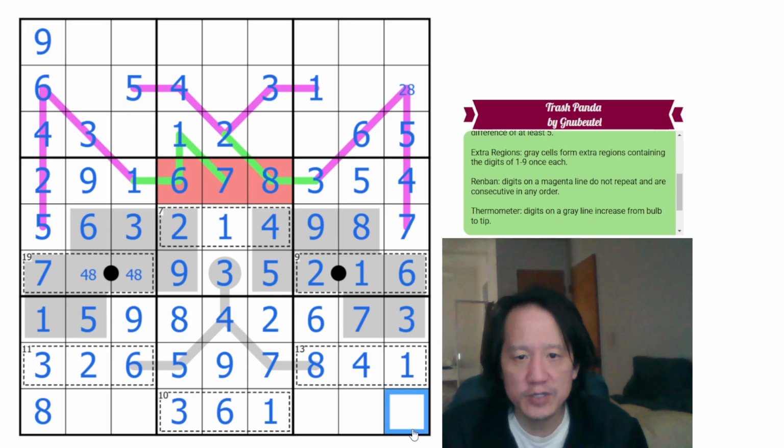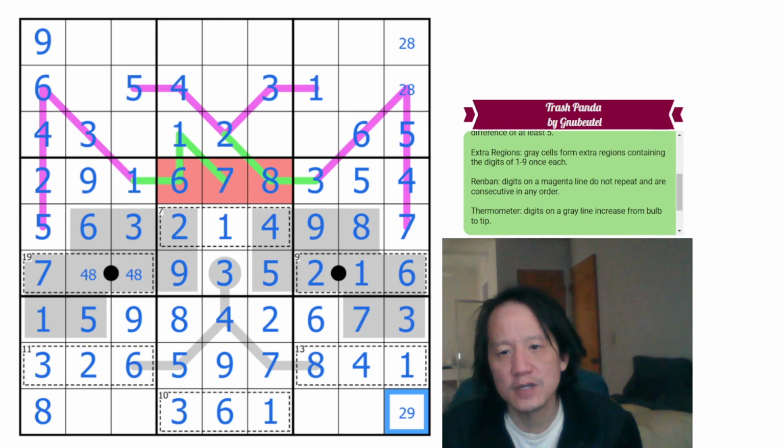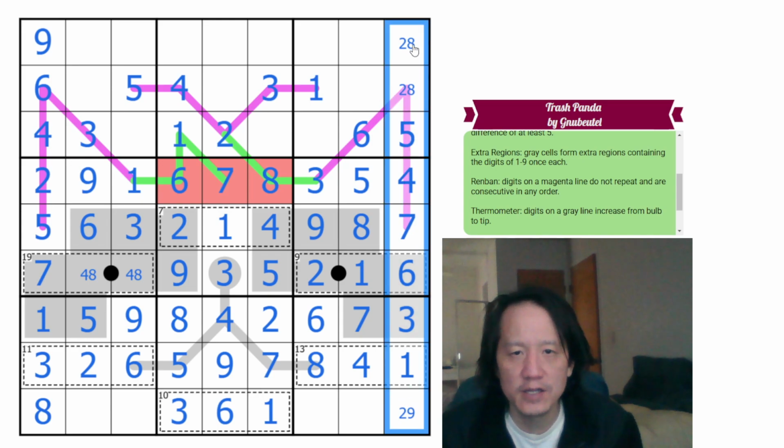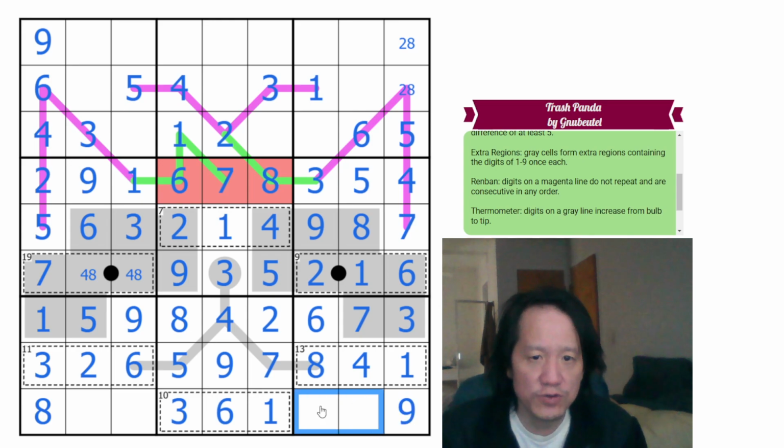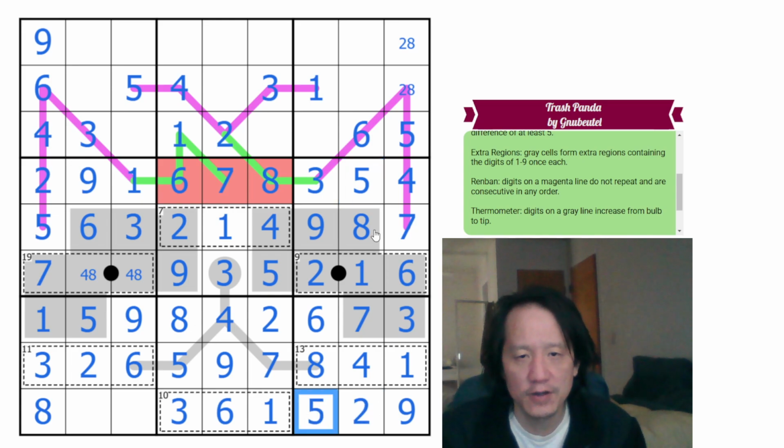So this can be 2, 8, or 9. Cannot be 8, though, so this is 2 or 9. This can't be 9. So this must be 2 or 8. We have a 2, 8, 2, 8 pair in column 9, so the rest of the column cannot contain a 2 or an 8, so therefore this is 9. This is 2 and 5 left over. This can no longer be a 5, so this is 2, which makes that a 5.